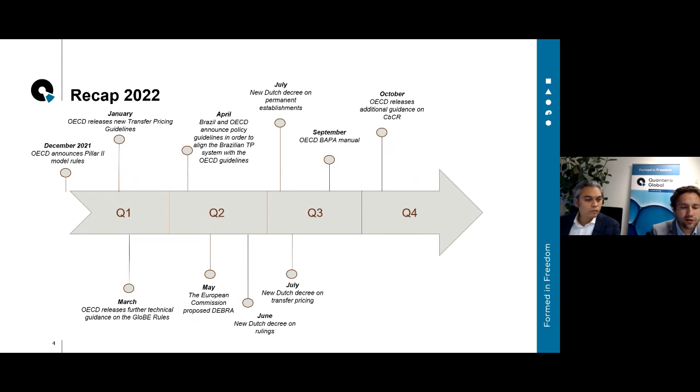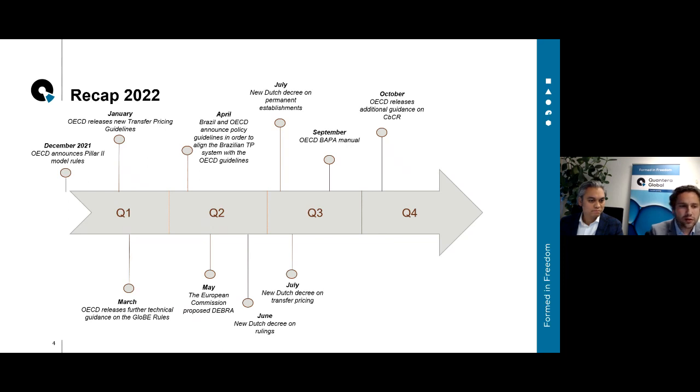So some more high-level examples are the Brazilian announcement. Brazil is quite a, how can I say it nicely, a pain, you know what I mean? But they're also moving towards the OECD, so that's something that I think from our perspective is a welcome development. But happy to see how it evolves throughout the years.